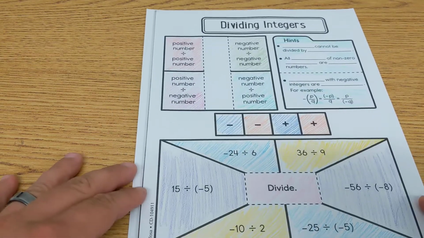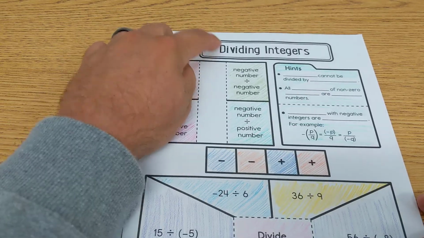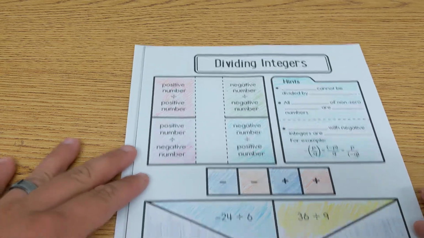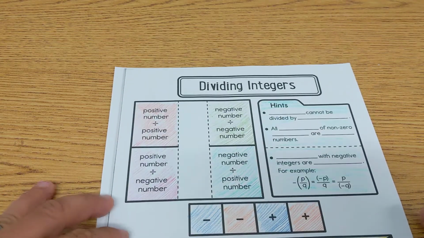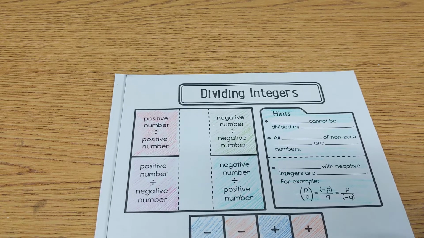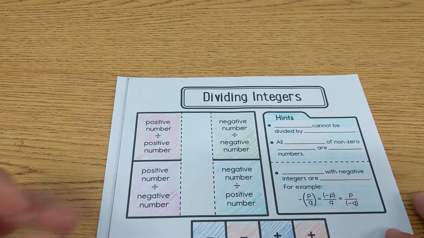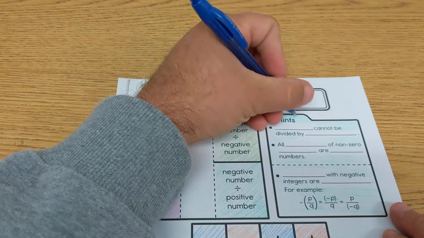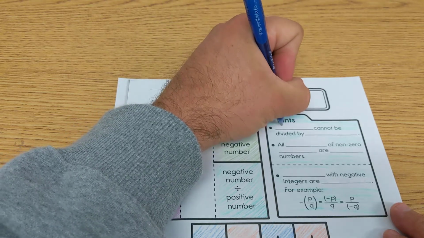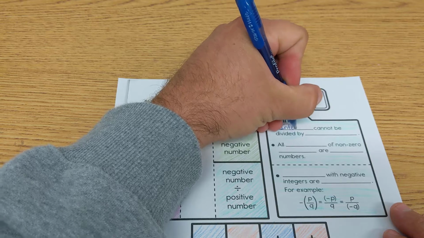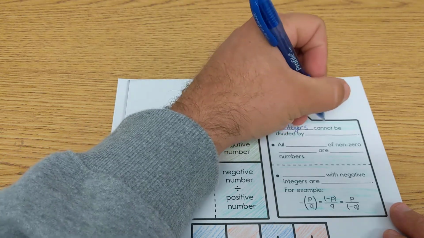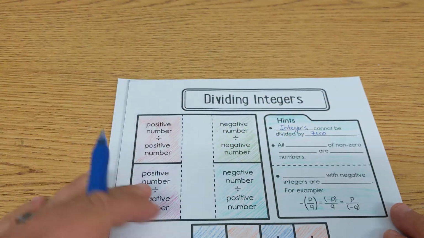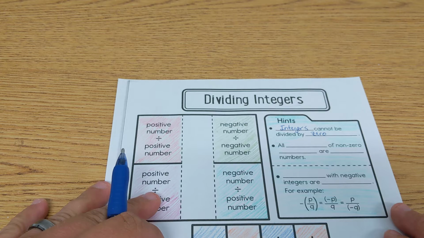Let's go over here to this. I took a little time and colored this one a bit. We have some fill in the blanks to start with first. It says blank cannot be divided by blank. We've been talking about integers, so integers cannot be divided by 0. They cannot be divided by 0.